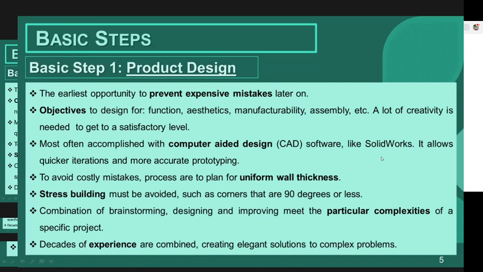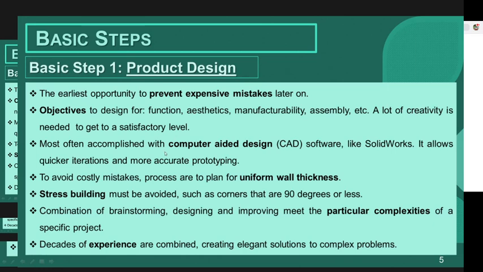Good afternoon. I'm Oishi Pauline Korea, roll 16. So the injection molding process has mainly 3 basic steps. The first step is product design. Product design is one of the most important facets of the production process because it ensures the earliest opportunity to prevent expensive mistakes later on. Here are the objectives to design for: function, aesthetics, assembly. It may take a lot of creativity to get to a satisfactory level.